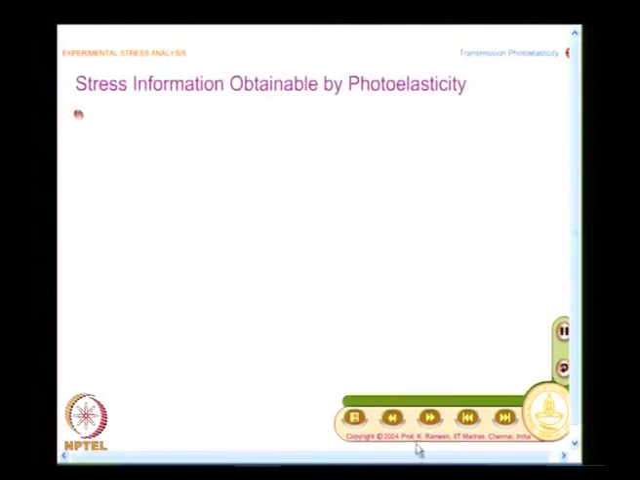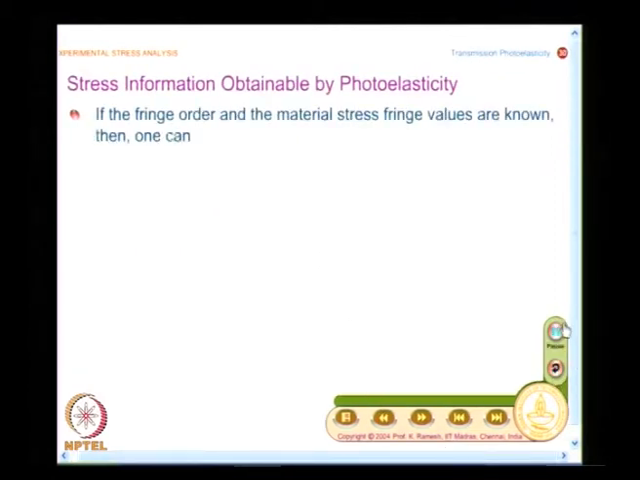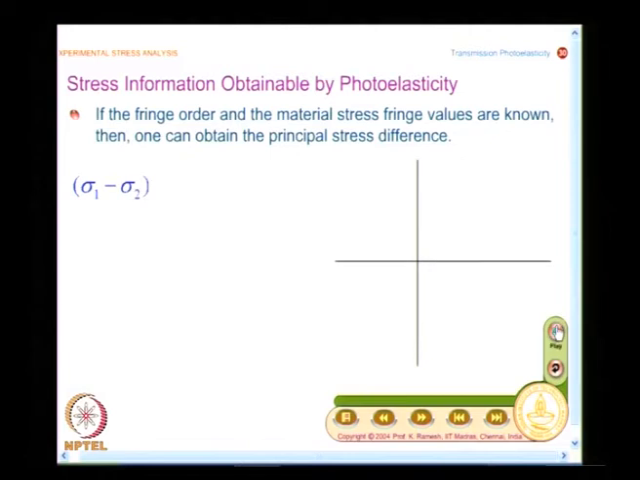But even before getting into the details, we can find out from our strength of materials knowledge what information I can extract if I know these two quantities. That would be of interest, because even before we do an experiment on photoelasticity, you can be assured of what I can get as information from the stress analysis point of view, to the extent possible. So, that is what we will see in the next slide. So, what is the stress information obtainable by photoelasticity?